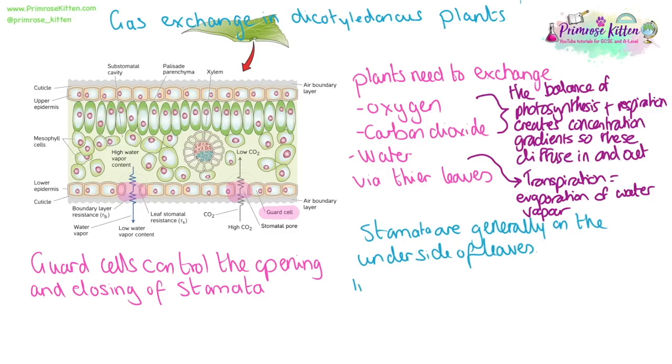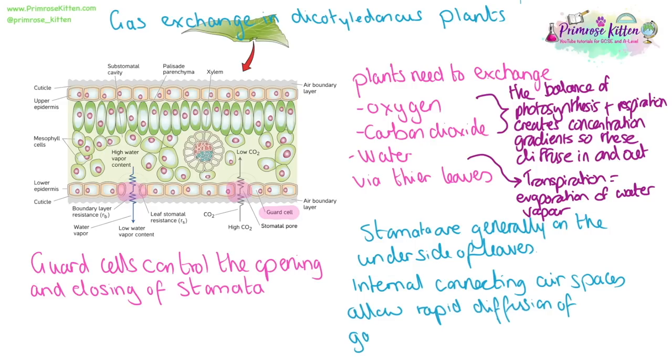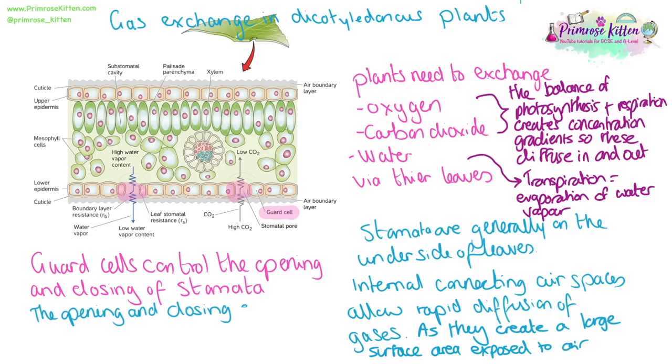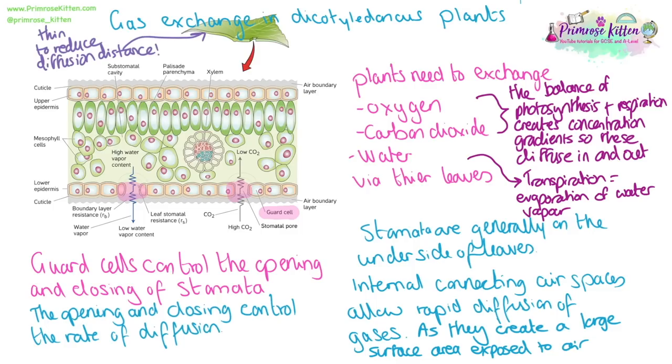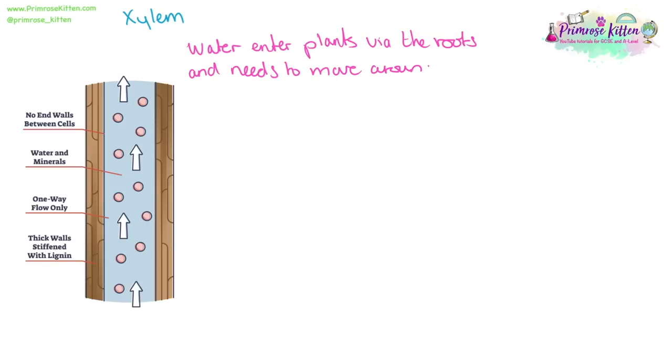Stomata are generally on the underside of leaves. There are internal connecting air spaces that will allow the rapid diffusion of gases. This is because they create a large surface area around the edges of the cell membranes that is in contact with the air. The opening and closing of stomata controls the rate of diffusion of gases and water. Water will move around the plant via the xylem. Water will enter plants via the roots and needs to move around the plant to where it is needed.